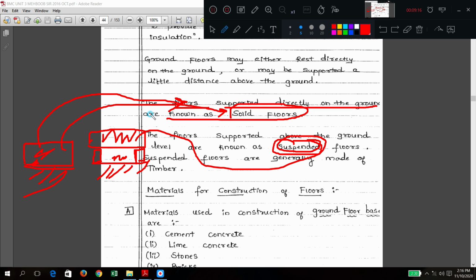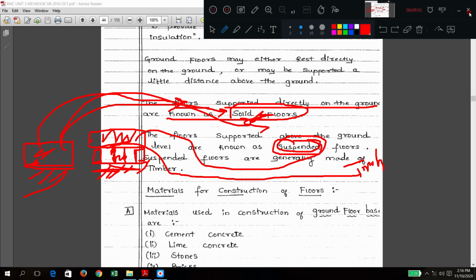Solid floors generally comprise concrete bases. For concrete flooring, normal flooring, we go for the solid type. Suspended flooring is generally adopted in the case of timber construction or wood flooring. If timber or wood is used as a flooring material, it should not be used in direct contact with the earth, because insects will come or the water may harm the timber. So they keep a little distance above the ground level. That is why they are called suspended. Suspended means a little gap between the flooring and the ground. If no gap, then these are called solid floors.